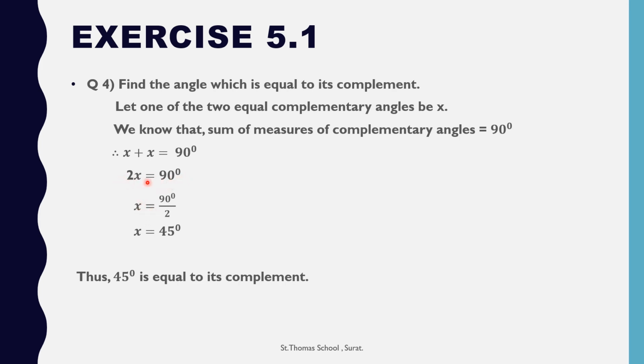This is multiplication. If it goes here, it becomes division. So 90 divided by 2, that is 45 degree. And angle and complement both are equal, so we have taken that as x. So we can say that thus 45 is equal to its complement.